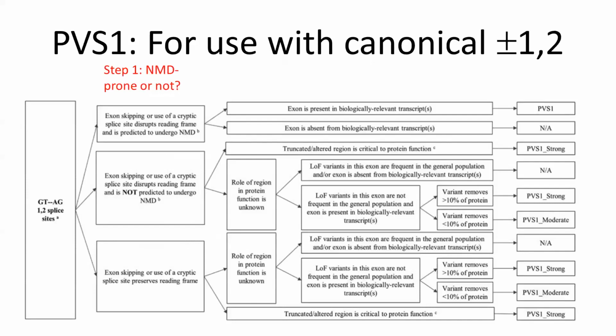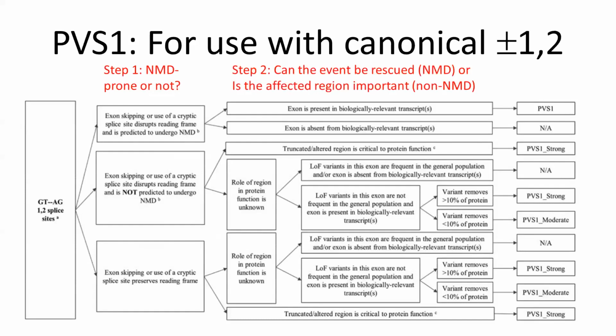And then after you've answered that question, you have to basically ask yourself, in a situation where it's going to be degraded, is there a transcript that could rescue it? So like an alternative transcript that excludes that exon, right? So is it present in biologically relevant transcripts? And then for those that are not going to be degraded by NMD, how important is the affected region? And so you get different weights depending on how you answer those two questions.